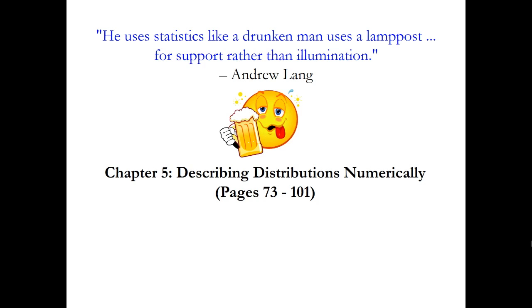A little quote here: he uses statistics like a drunken man uses a lamppost. He's using it for support, not illumination. And we're getting to a kind of a point of statistics here. What we're speaking to is that when we use statistics, we want to use them to give us some information about the world, not just try and further a point of view we already have.